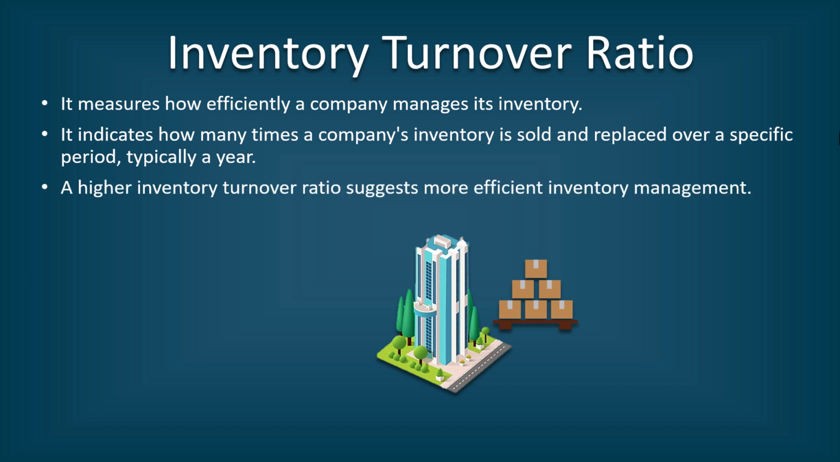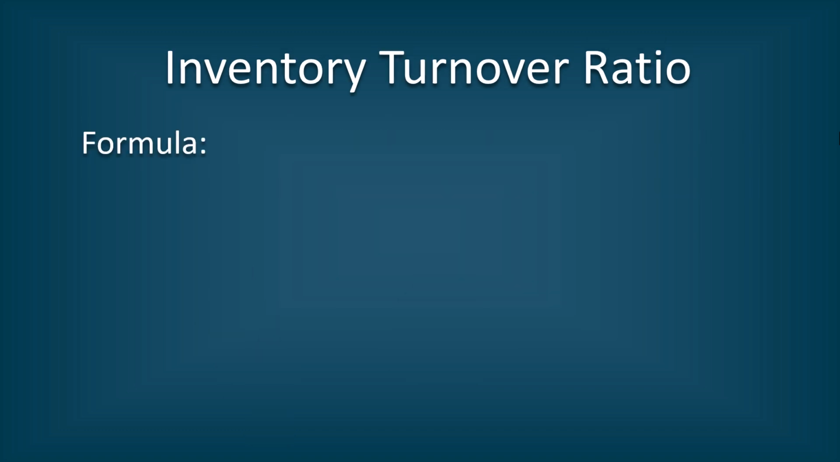If the inventory turnover ratio is higher, it means the company is managing its inventory more efficiently, selling goods quickly and replenishing them. If the ratio is lower, it means inventory is not selling as fast, which could indicate inefficiency or slow-moving stock. Now let's look at the formula.